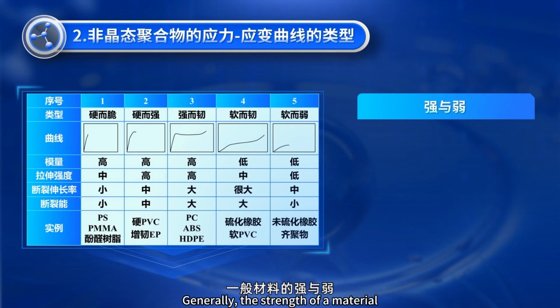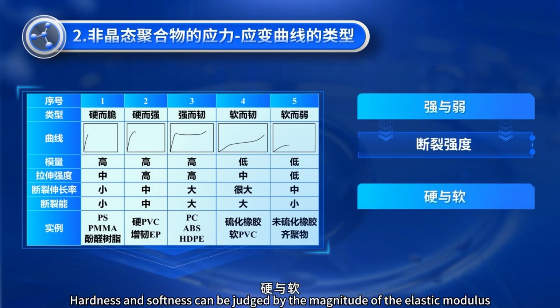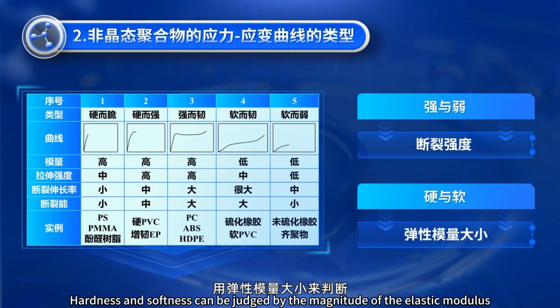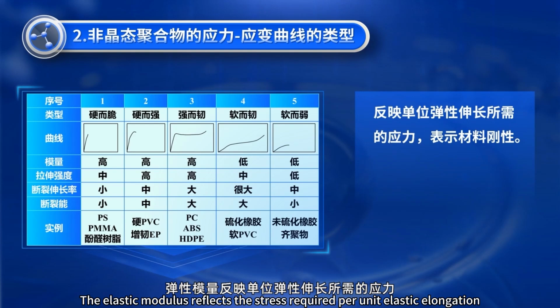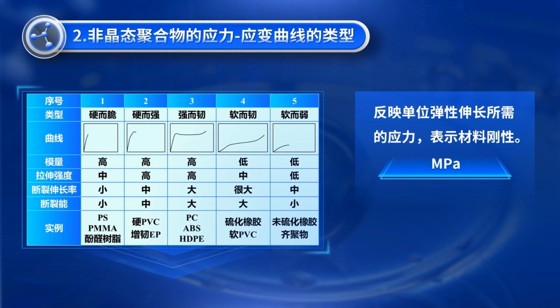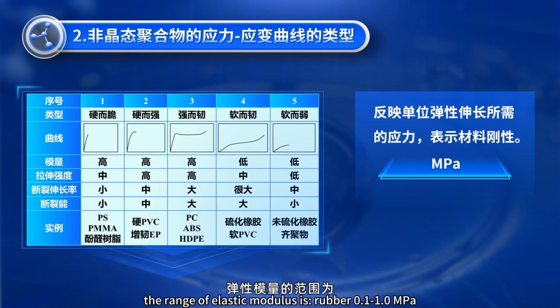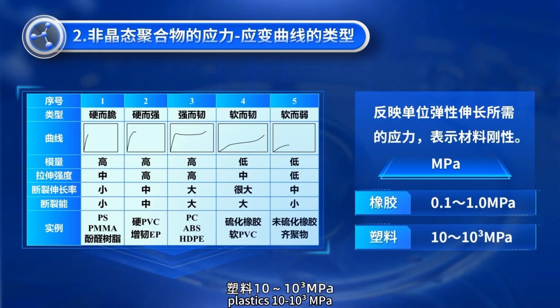Generally, the strength of a material can be judged by its fracture strength. Hardness and softness can be judged by the magnitude of the elastic modulus. The elastic modulus reflects the stress required per unit elastic elongation. It indicates the rigidity of the material. Its unit is megapascals. For general polymers, the range of elastic modulus is rubber 0.1 to 1.0 megapascals. Plastics is 10 to 10 to the third megapascals.